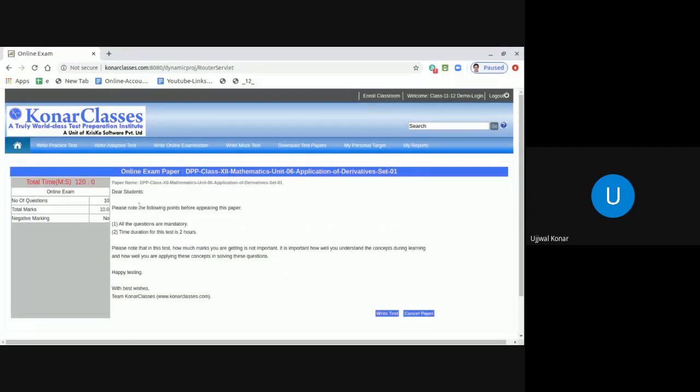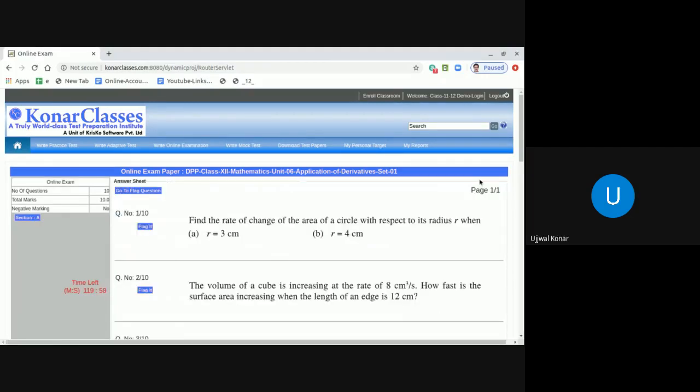So you click here, then view paper details. Here the information is given, dear students: please note the following points before appearing for this paper. All the questions are mandatory. The second is that the time duration for this test is 2 hours. Please note that in this test, how many marks you get is not important. What is important is how well you understand the concepts during learning and how well you are applying these concepts in solving these questions. Happy testing with best wishes, Team Konar Classes. After that, you click on write test and you start getting the questions.